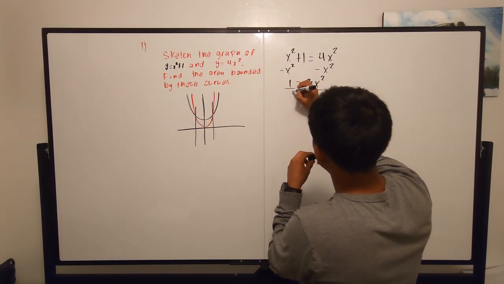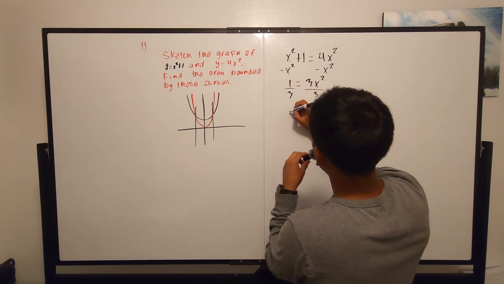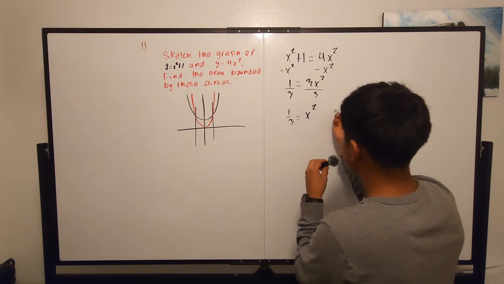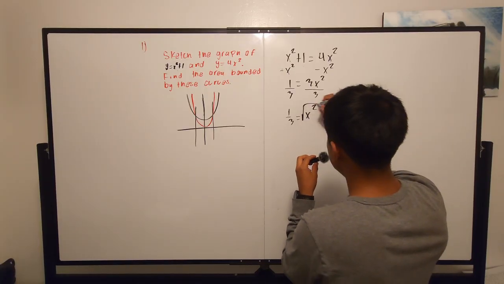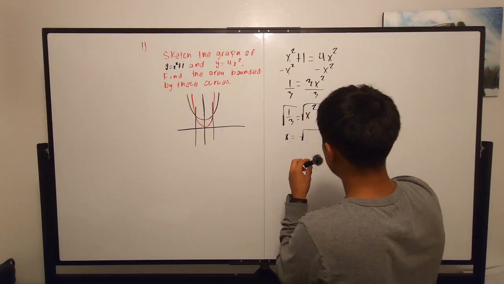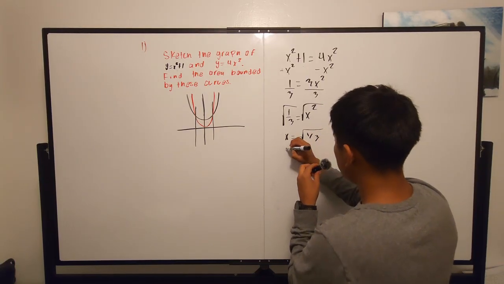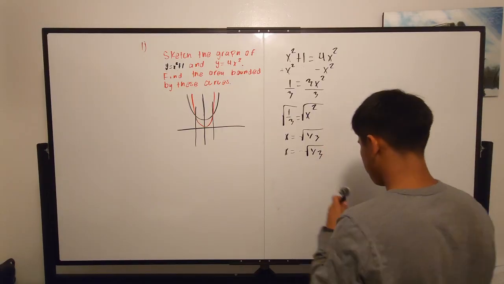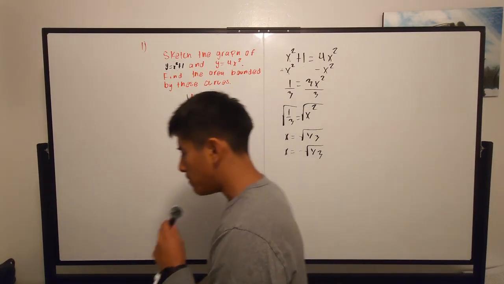Divide this by 3. Now we have 1 over 3 equals x squared. Now to get rid of that squared, we take the square root. So then x equals the square root of 1 over 3 and x equals negative the square root of 1 over 3. So those are going to be our bounds.